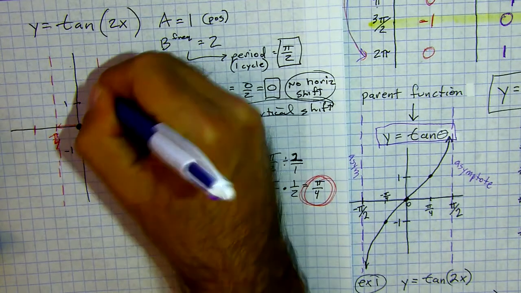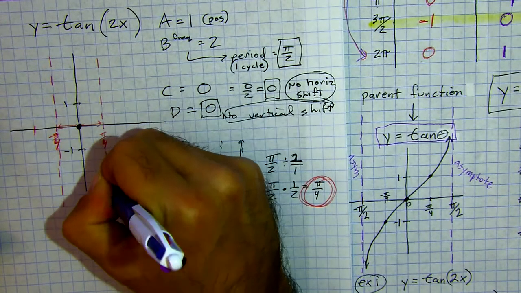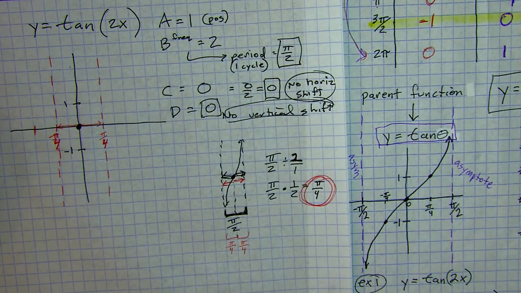There's a joke in there. I'll get it. All right, we got our asymptotes. Yay. All right.